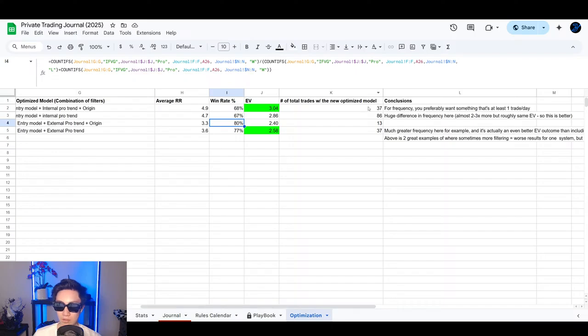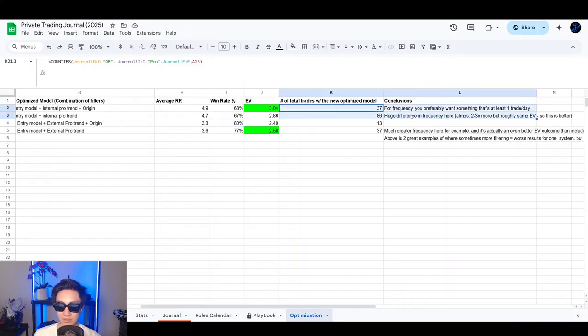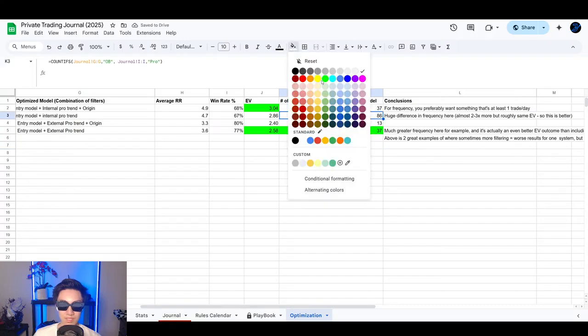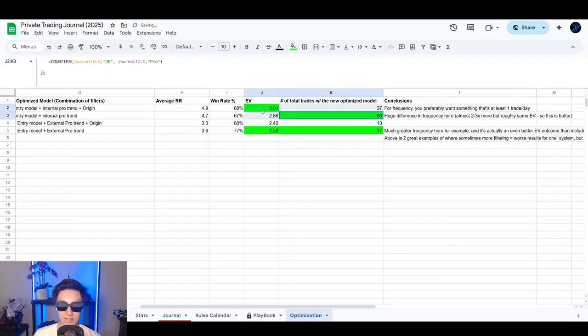Now, the only problem, like I mentioned, is the frequency. So your number of total trades with the new optimized model using this formula is going to be a little bit lower, 37. So realistically, I recommend you pick the optimized system that has the best EV and the largest frequency if possible. So this is a win-win here, for example. These two are win-win, but in terms of winning here, it's not the same, right?